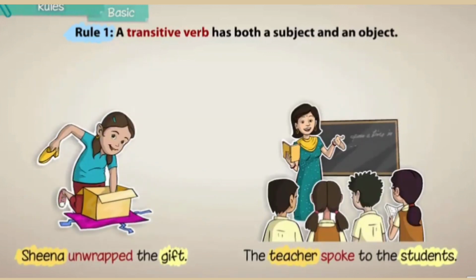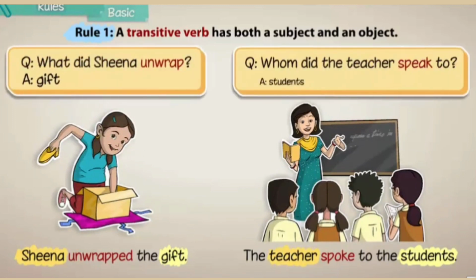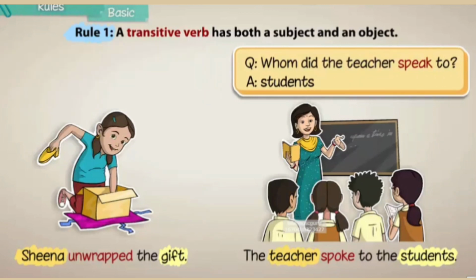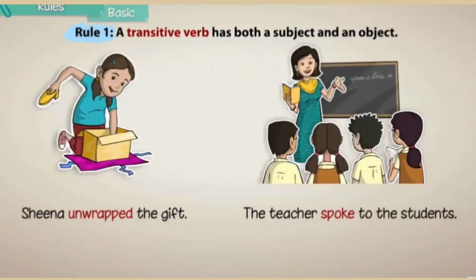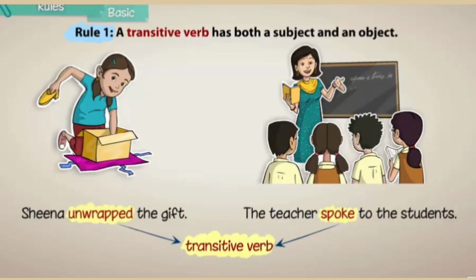Let us look at some examples. Remember, to find the object, ask the question what or whom to the verb. You should get the object as the answer to the question. Now that we have reviewed what a subject and an object are, let's understand what a transitive verb is. A transitive verb shows an action that passes over from the subject to the object.